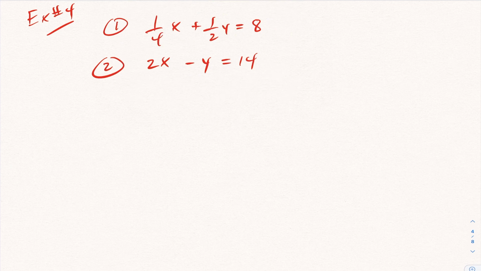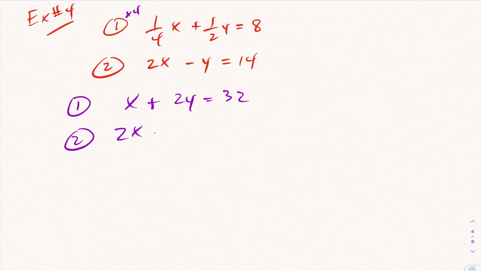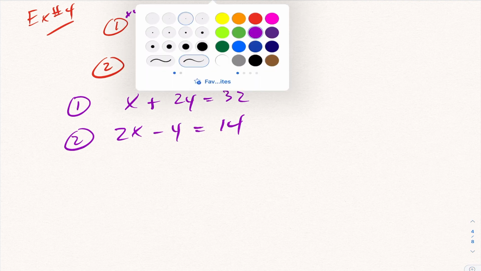So one thing you want to do with this example here is clean everything up. With an equation like this, I'm going to multiply across by 4 to get rid of all the fractions. So now I'm going to rewrite my equation. If I multiply across by 4, you get x plus 2y is 32, and equation 2 is 2x minus y is 14. Now I'm going to solve this using substitution.